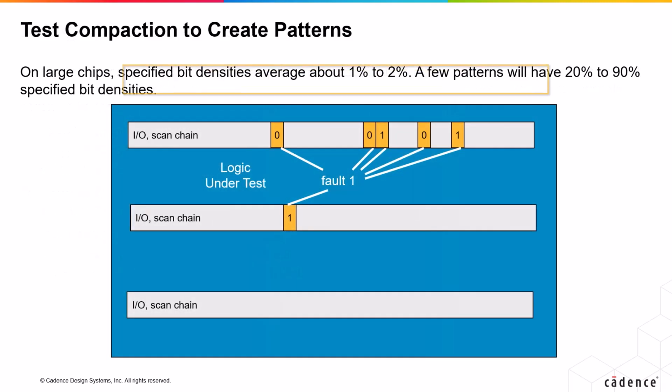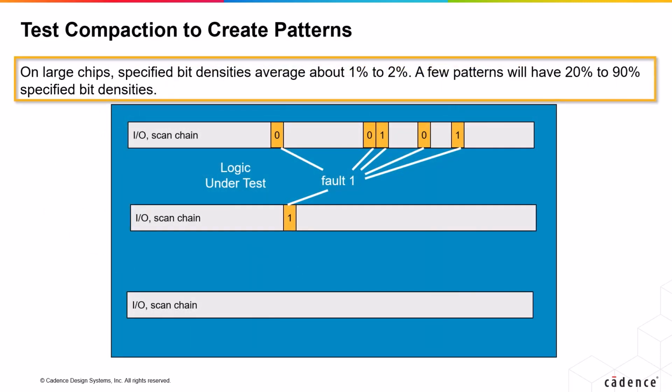For an average pattern of a large chip, the density of the specified bits will be less than 2%. There will be a few patterns in the set that have specified bit densities in the 20% to 90% range, and many that have densities well below 1%. The first few patterns will have very high density and test many faults.